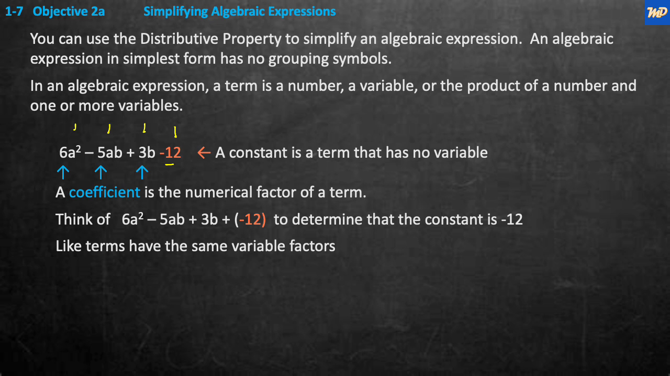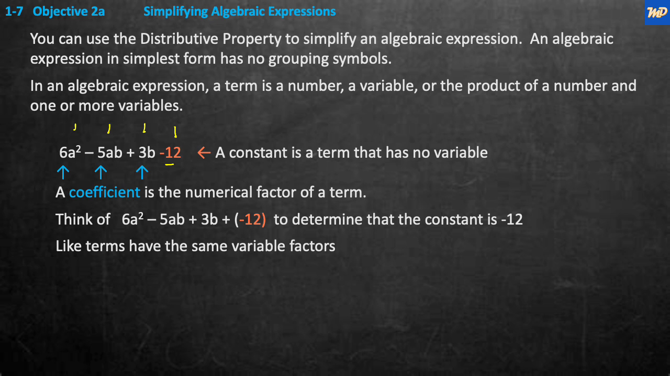Then we're going to look down here. A coefficient is the numerical factor of a term. So as you see here, the 6 of the 6a squared is a coefficient. 6 is the coefficient. The 5 is also a coefficient.